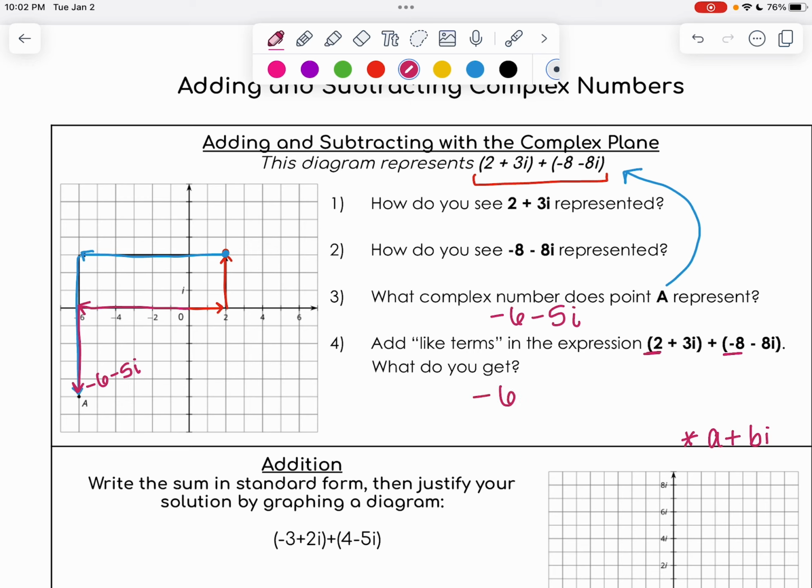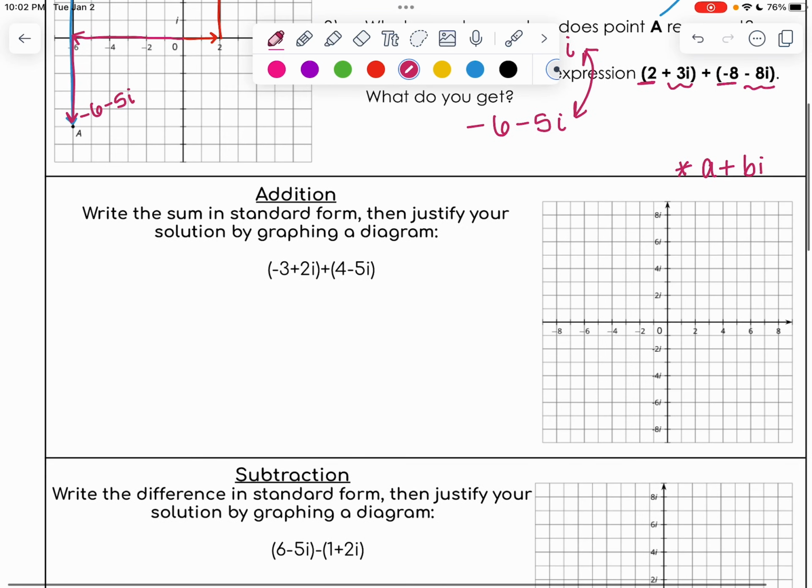Now I'll combine the imaginary like terms. So 3i minus 8i. And again, this works kind of like with variables. We'll do 3 minus 8, which is negative 5i. And if you see here, it's the same thing that we got before, negative 6 minus 5i. So you can look at addition and subtraction in a diagram, or you can find it by hand. So this next one, we're going to do another addition. We're going to start by doing it by hand, and then we can draw a diagram.